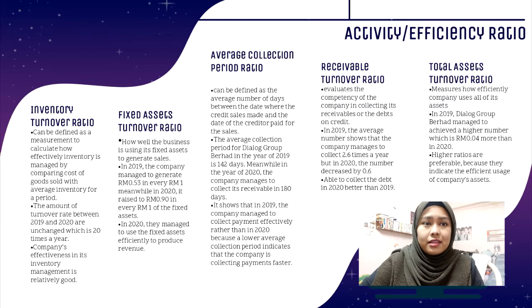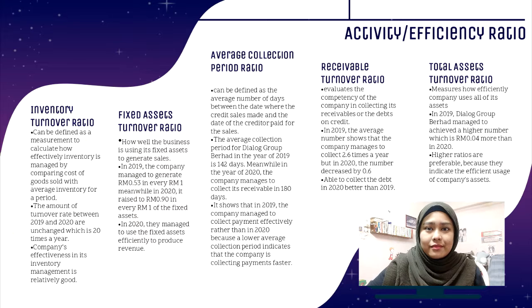This indicates that Dialog Group Berhad did not manage to collect debt efficiently in the year of 2020, as the number is lower than the year before, meaning that they are able to collect only 2 times of the full payment of the year. Now we're moving on to the last ratio in the activity ratio, which is total asset turnover ratio. This ratio measures the ability of a firm to effectively use all its total assets to generate sales. Therefore, as the result shows, in the year of 2019, the company managed to generate 36 cents of sales in every 1 ringgit from total assets.